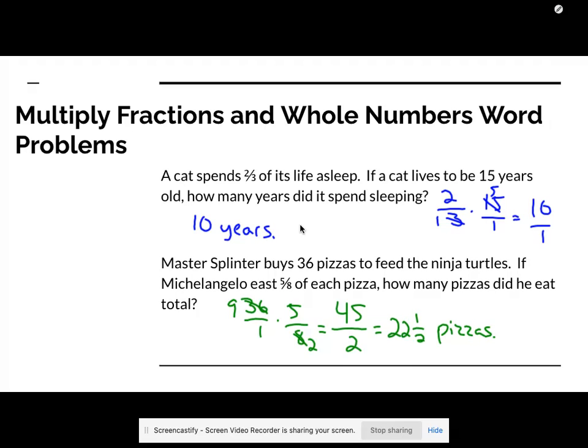So the important thing to remember with multiplying fractions and whole numbers: put that whole number over top of 1 so you can see 2 fractions, and then either cancel within the fractions and then multiply across, or multiply across and then reduce.